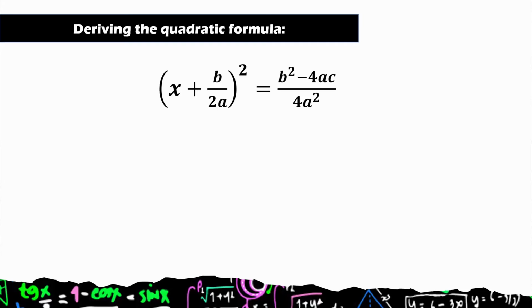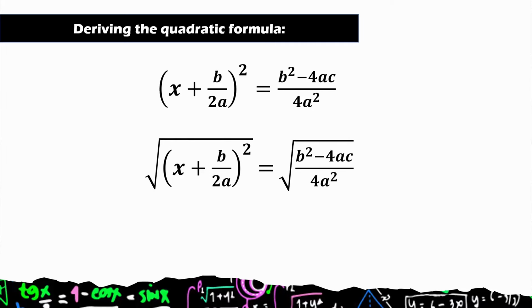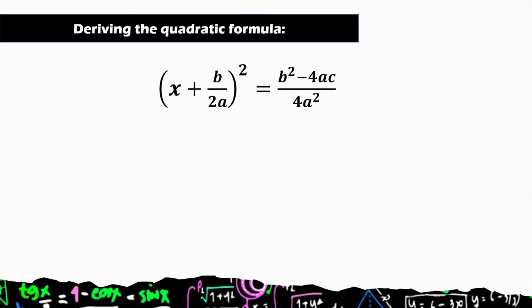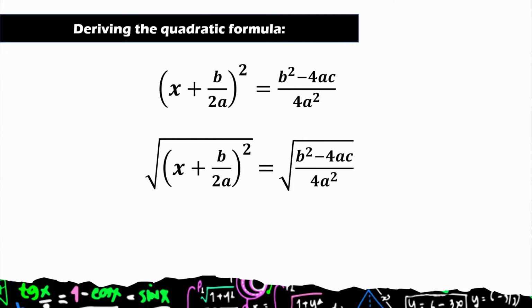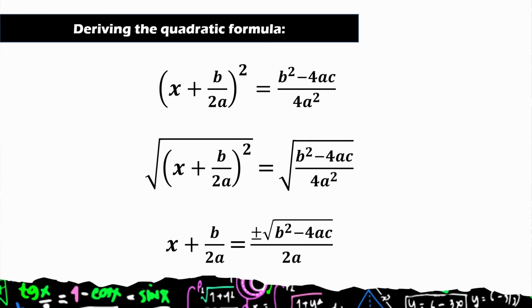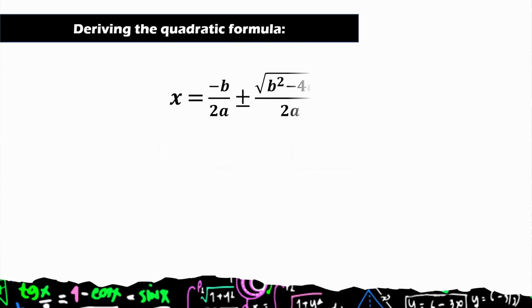and that is equal to, combining the two fractions on the right side of the equation, which will become b squared minus 4ac all over 4a squared. By extracting the square root, we have x plus b over 2a is equal to plus or minus the square root of b squared minus 4ac all over 2a. By the subtraction property, we now have x is equal to negative b over 2a plus or minus the square root of b squared minus 4ac all over 2a.